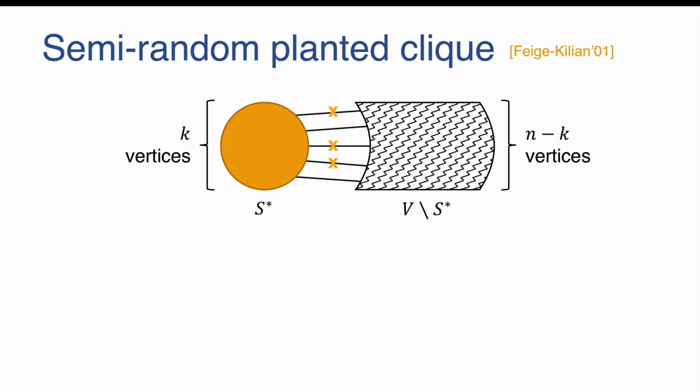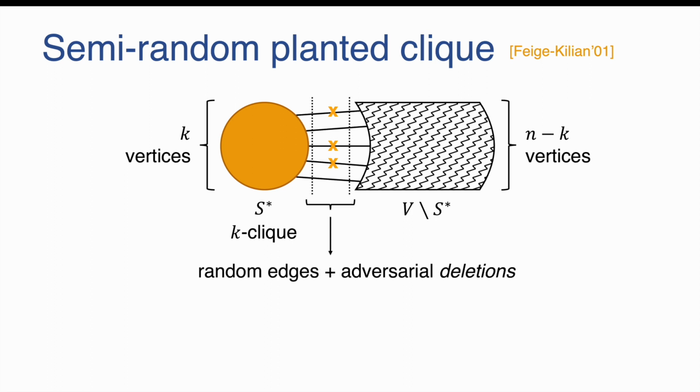So the model looks as follows. You still have k vertices on the left and n minus k on the right. S star is a k clique. The edges between S star and V minus S star are generated randomly, but then an adversary can remove any subset of them. And for V minus S star, we assume that this subgraph is completely adversarial. So the adversary can select it arbitrarily, and it can select it adaptively after seeing the randomness of the edges between S star and V minus S star. So this model comes close to a worst case model in the sense that the only thing that's not worst case is the cut between S star and V minus S star.